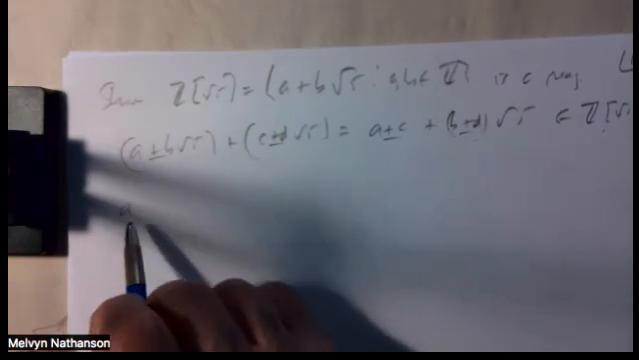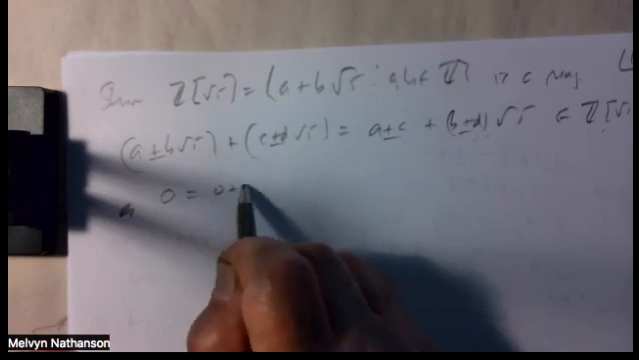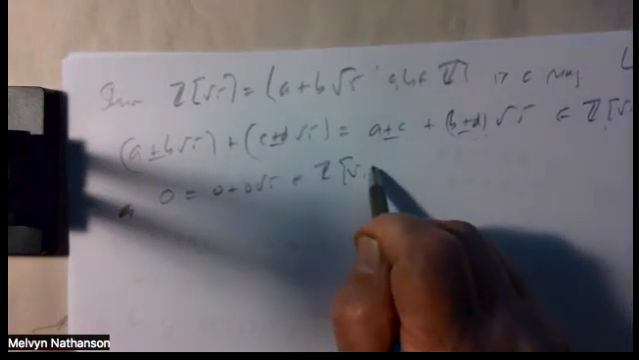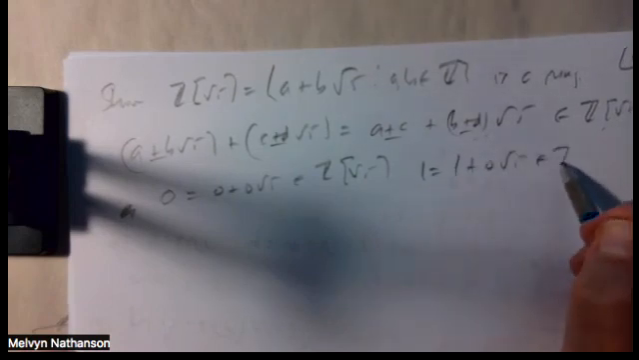And I have to show that it's closed under multiplication. And also, of course, 0 is 0 plus 0 root 5. So that's certainly in here. Just as 1 is 1 plus 0 root 5 is in this ring.